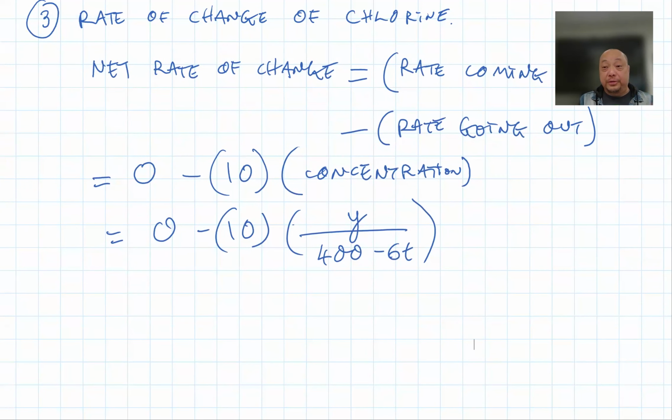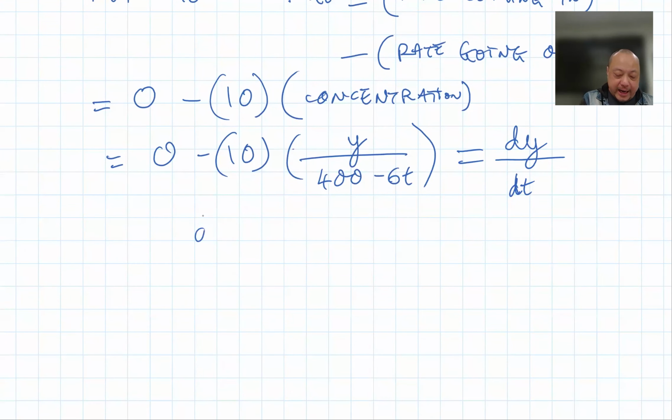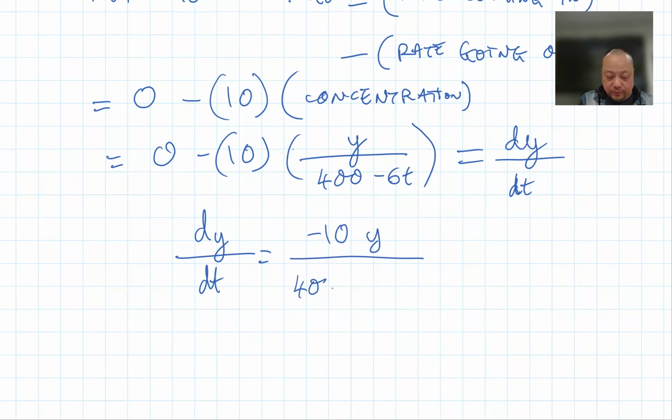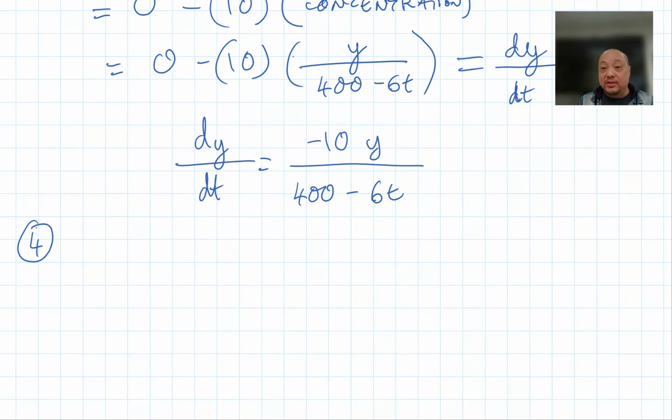All right, so this is the rate of change of chlorine. Chlorine is Y, so the rate of change of chlorine is dy dt. Therefore, I have my rate of change dy dt is equal to negative 10y over 400 minus 6t, like that. Once I have this, I can find the amount of chlorine, Y, by basically solving this equation.